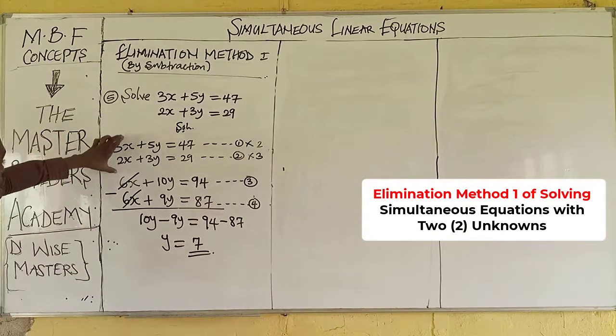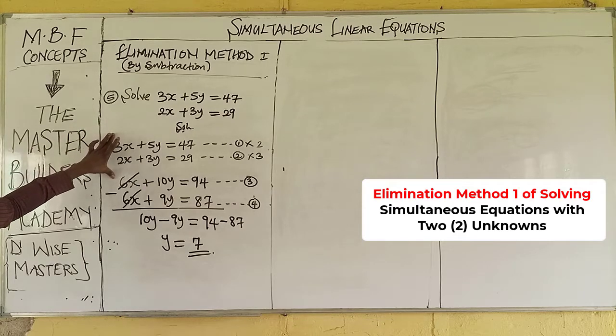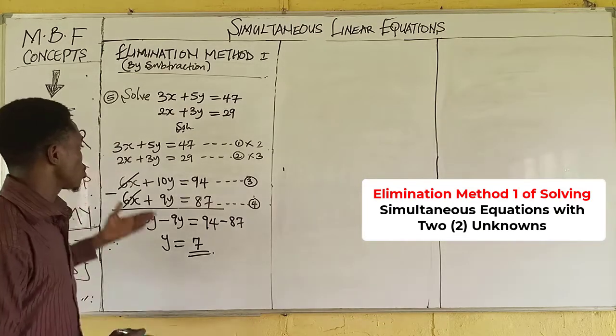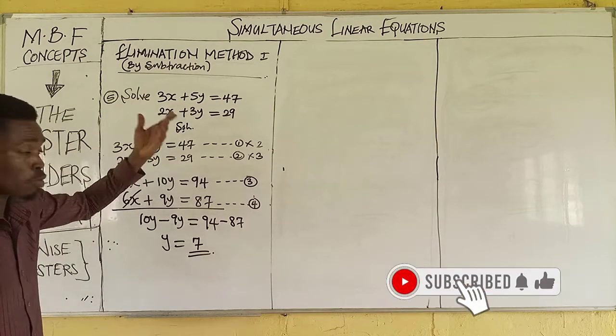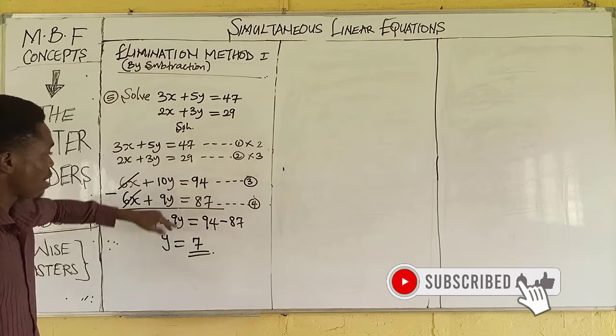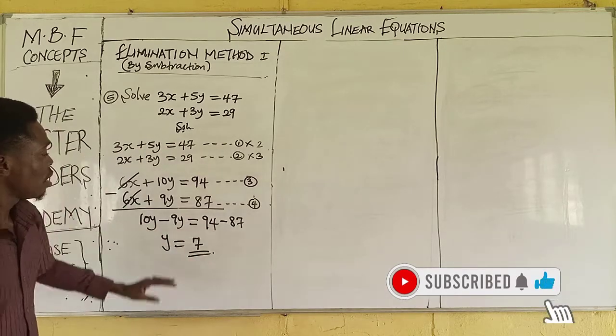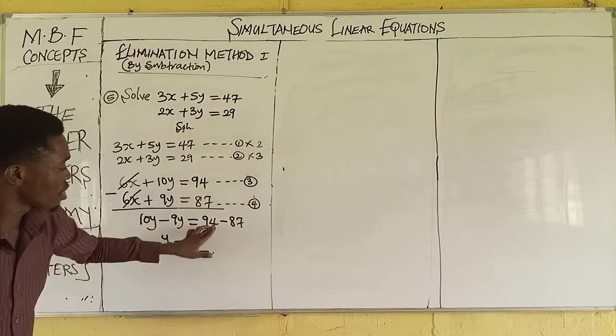So first is to ensure that you make the coefficient of x the same, since we have already decided to eliminate x. And once you've done that, then remove equation 2 from equation 1. Subtract equation 2 from equation 1. This minus this is what we have. Then this minus this is what we have. When we remove 9 from this, we have this. When we remove this from this, we have this.